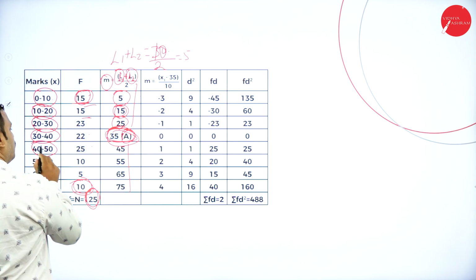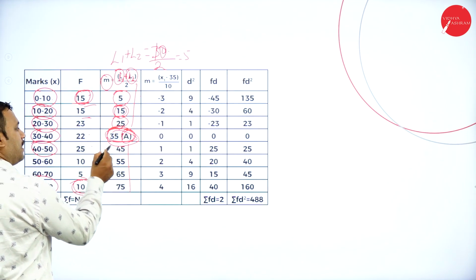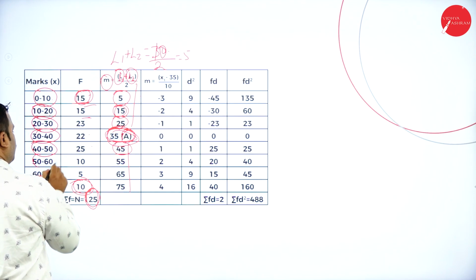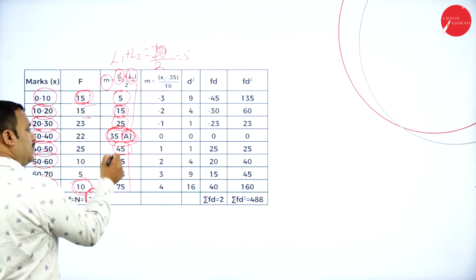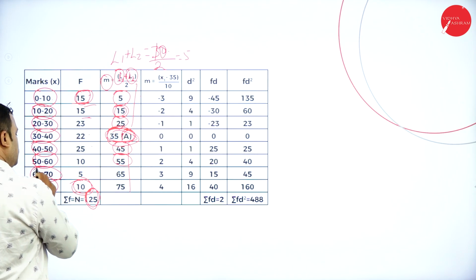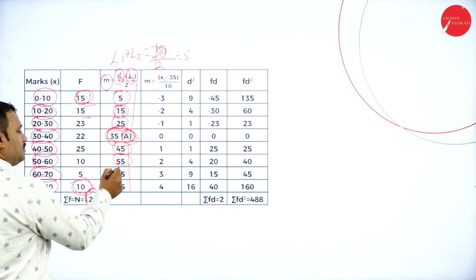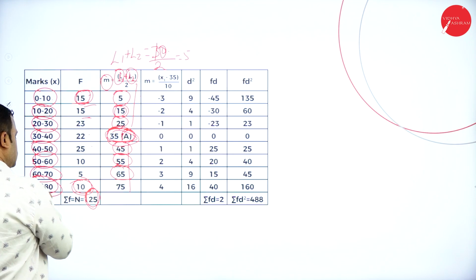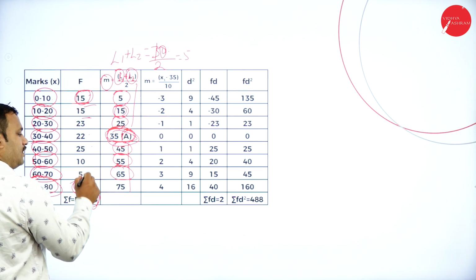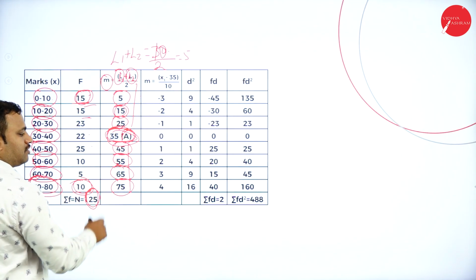Between 40 to 50, 40 plus 50 is 90. 90 by 2, that is 45. 50 plus 60, that is 110. 110 by 2 is equal to 55. 60 plus 70 is equal to 130. 130 by 2 is equal to 65. 70 plus 80 is equal to 150. That 150 divided by 2 is equal to 75.